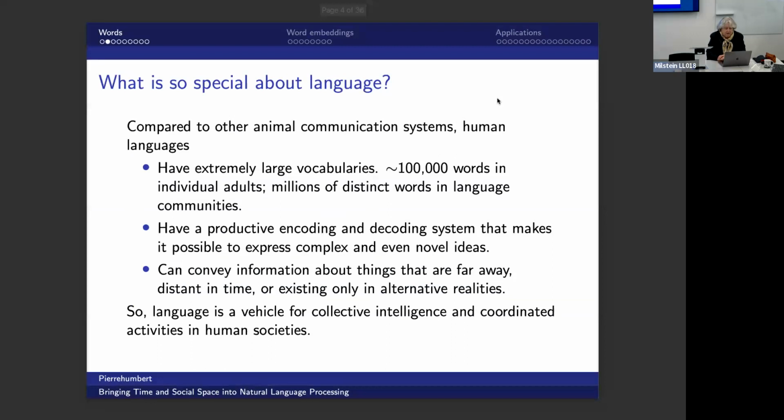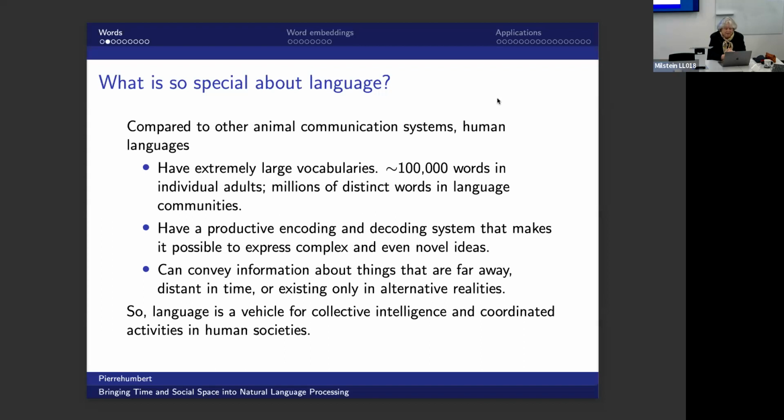Human languages are really amazing compared to other animal communication systems. They have huge vocabularies. Some estimates would have educated adult speakers having a mental lexicon with about 100,000 entries in it. That could include complex forms that have some idiosyncratic meanings that you need to remember. And if you look at very large corpora, like the Google Books corpus, you get millions and millions of words. The bigger the corpus is, the more you get. You just never run out of words. And so these words give us a productive encoding and decoding system that makes it possible to express complex and even novel ideas.